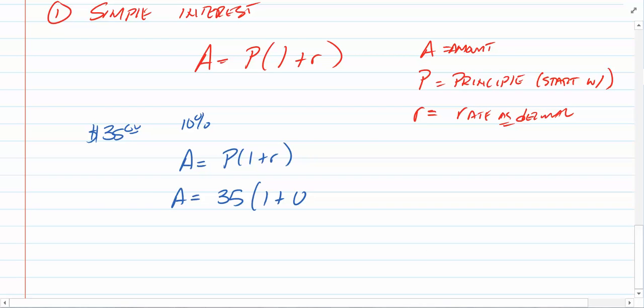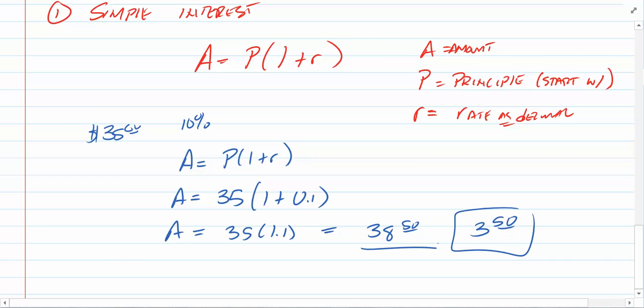0.1, very good, okay? So the amount I'm going to get is going to be 35 times 1.1, because 1 plus 0.1 is 1.1. When you run that in the calculator, you realize you're getting 38.50. So that means you made a profit of $3.50 when you subtract the original amount. So the amount you get at the end is 38.50, and if I subtract that from my original amount, I made a profit of $3.50, right?